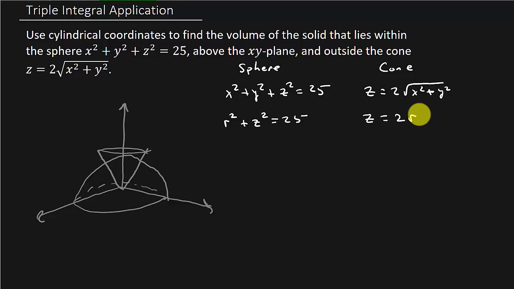So if we solve each of these for r, that is going to give us r squared equals 25 minus z squared, so r is equal to the square root of 25 minus z squared. That's the top half of the sphere, because remember we're converting to cylindrical coordinates. And then here we get r is equal to z over 2.